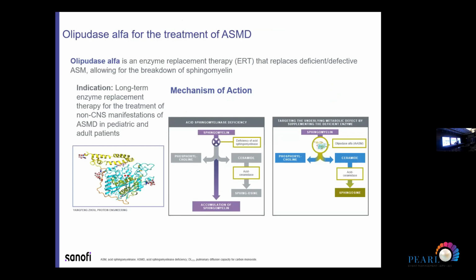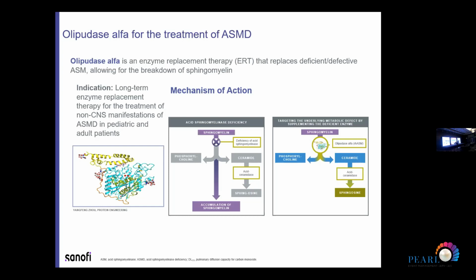So the treatment, and this is the exciting part. Olipudase alpha is the new enzyme replacement therapy for the treatment of ASMD. Similar to the enzyme replacement therapy in other lysosomal storage diseases, it basically replaces the defective or deficient enzyme, allowing for the normal breakdown, in this case of sphingomyelin. So the indication of olipudase alpha is the long-term enzyme replacement therapy for treatment of the non-CNS manifestations of ASMD in pediatric and adult patients.